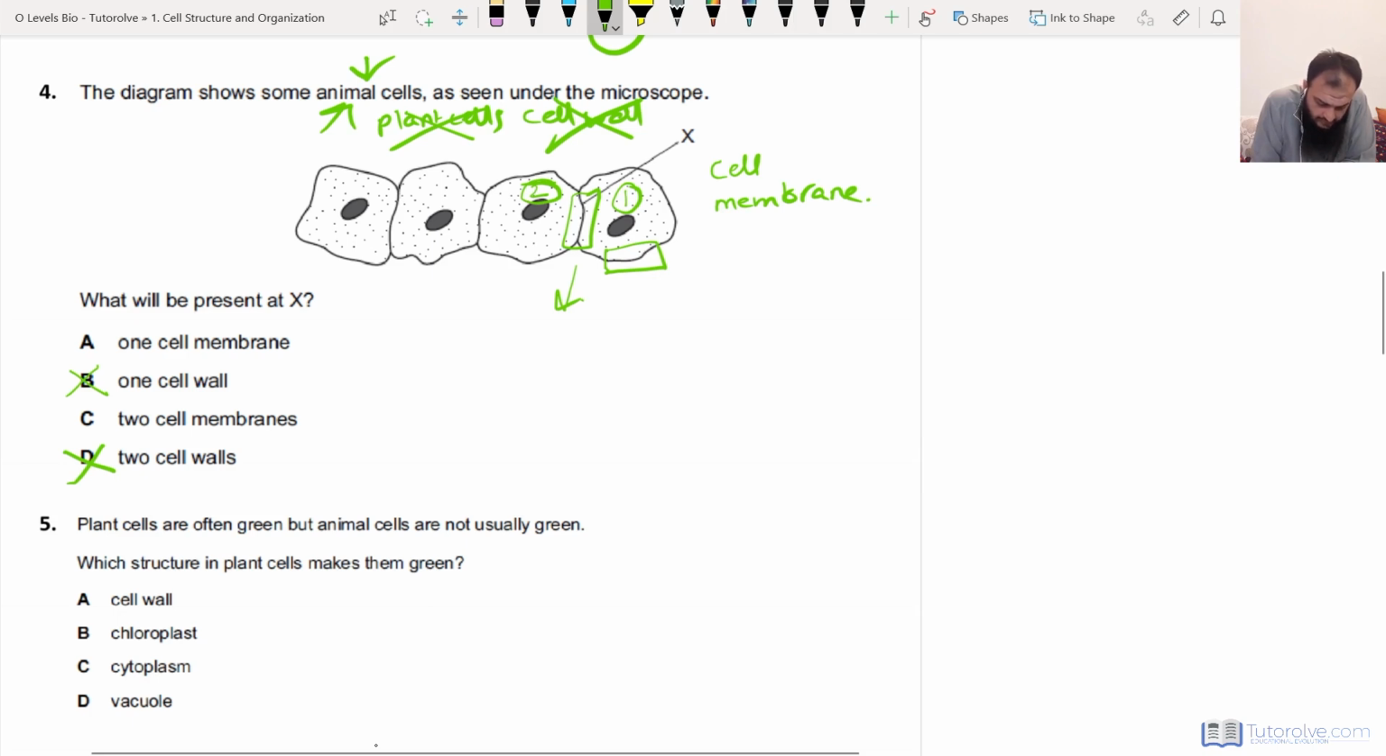So we're ruling out cell wall, B and D, and then we're ruling out one cell membrane also, because we're talking about these two cells. Okay, so these are two cell membranes, so the answer is C.